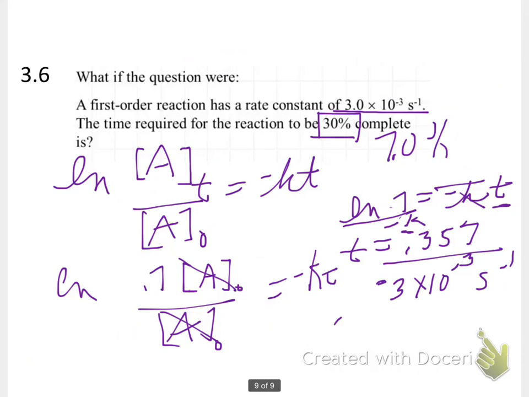So when I plug it into my calculator, I get 119, and that would be seconds, since I have seconds to the minus 1 down here. I only have 2 sig figs, so it's 120 seconds. And that would be my answer. Okay.